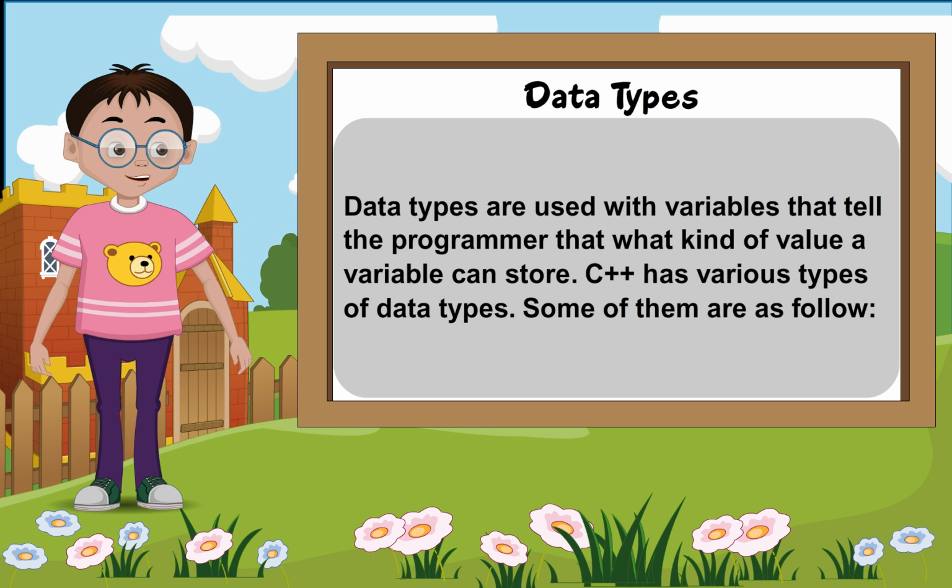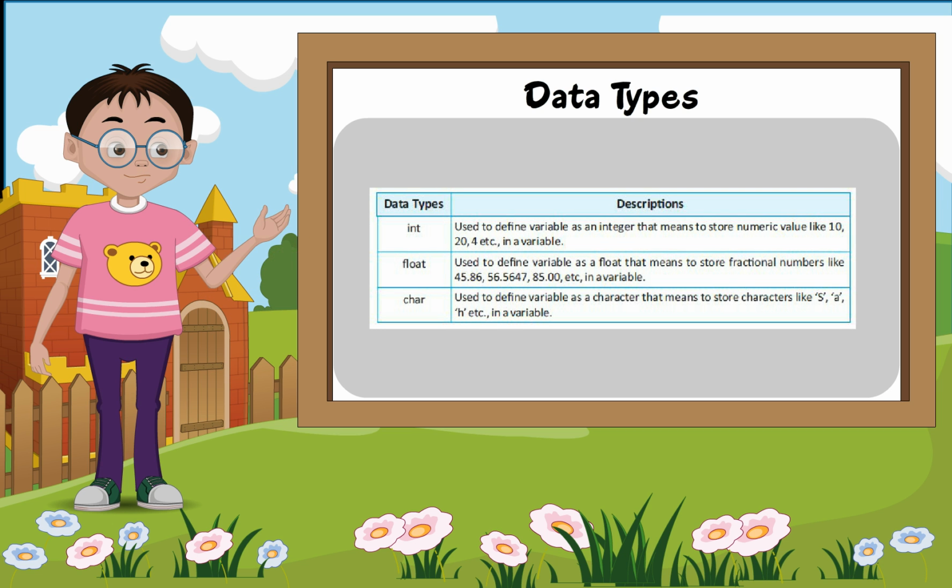Data types. Data types are used with variables to tell the programmer what kind of value a variable can store. C++ has various types of data types. Some of them are as follows. Int: used to define a variable as an integer, that means to store numeric values like 10, 20, 4, etc. in a variable.